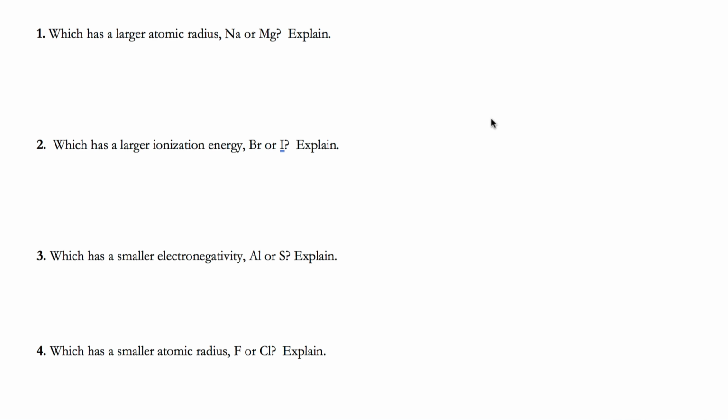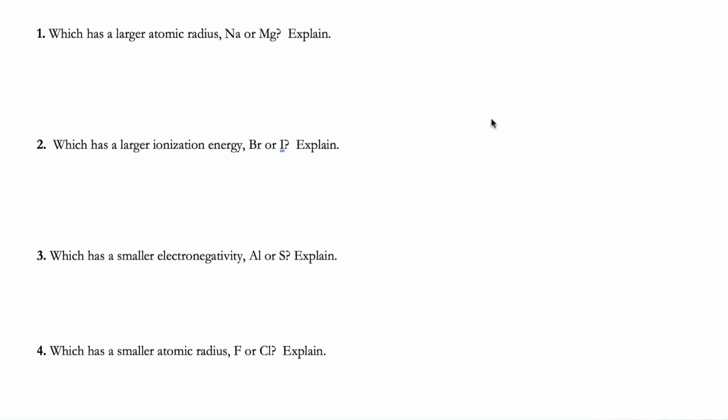As you move down the periodic table, atomic radius tends to increase. And the reason why is that you are increasing the number of principal energy levels. So with each principal energy level, 1, 2, 3, 4, all the way down, the electrons are going to be further and further away from the nucleus, causing the atomic radius to increase.